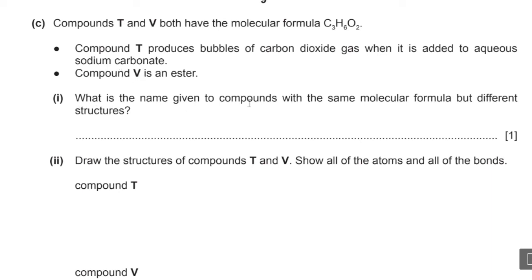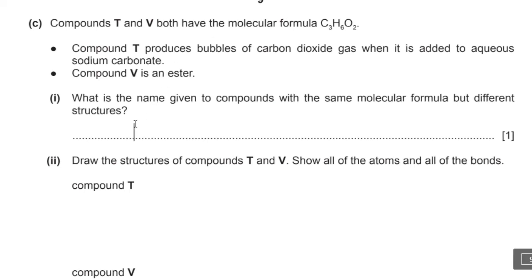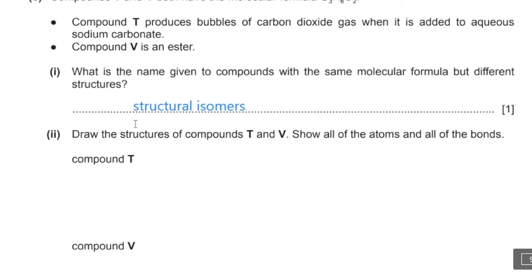1. What is the name given to the compounds with the same molecular formula but different structural formula? These are structural isomers. 2. Draw the structures of compounds T and V. Show all of the atoms and all of the bonds.